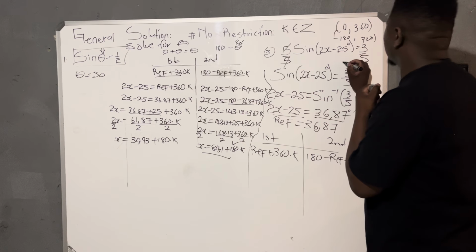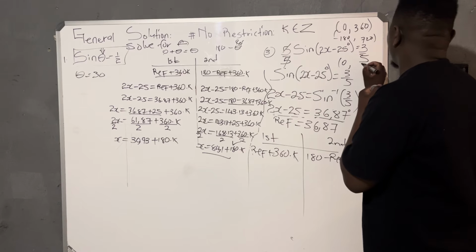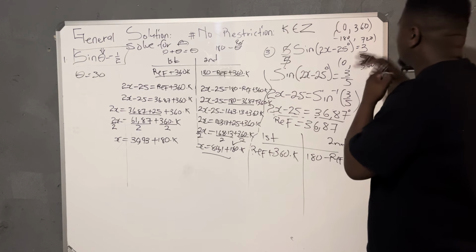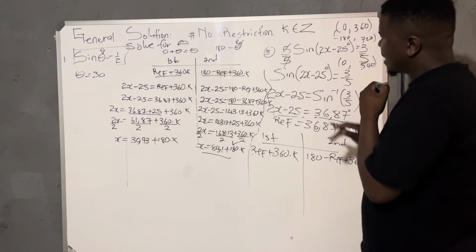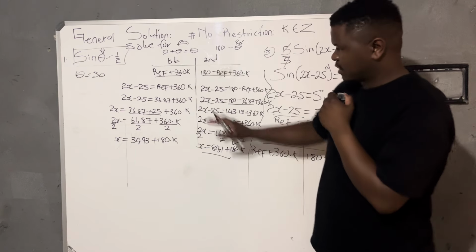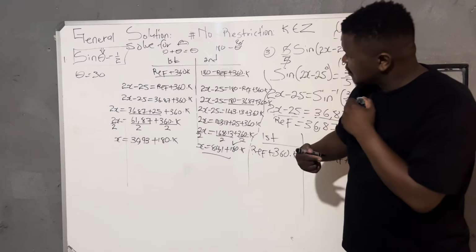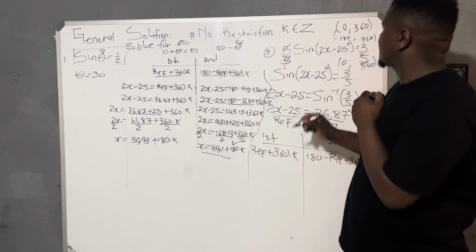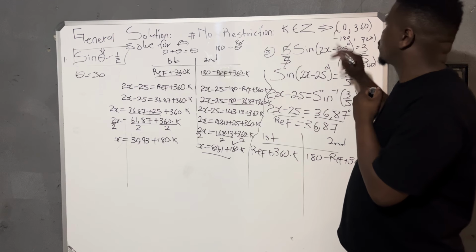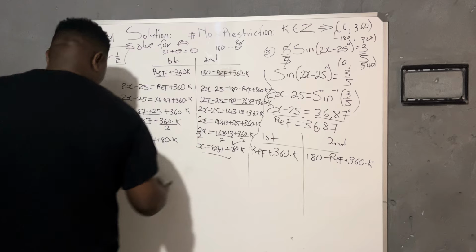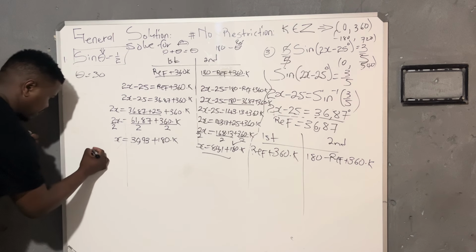They can say between 0 to 540. They can give you any restriction. But now, because we were not given any restriction here, we end here. What if there was a restriction? For instance, let's consider the restriction where they will say 0 to 360.